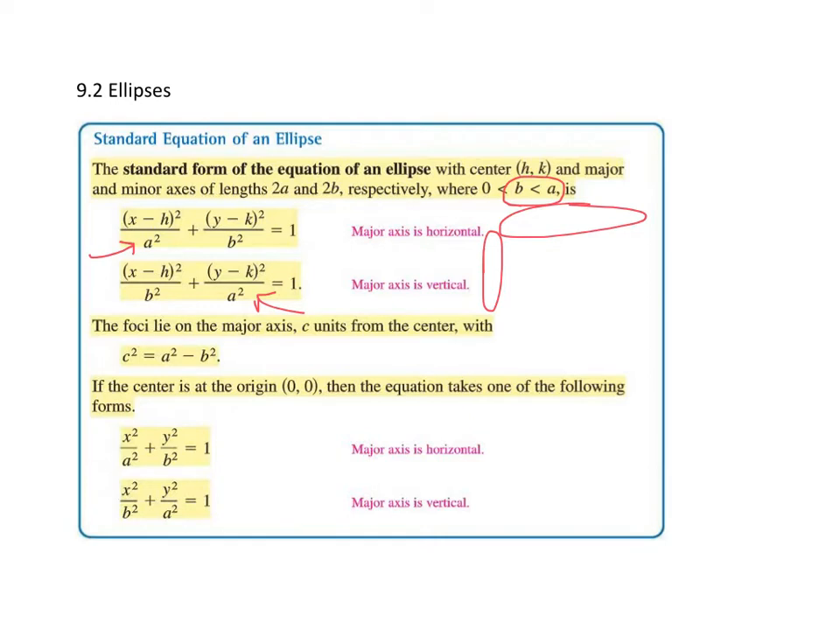In order to get your foci, you do have to do a squared minus b squared equals c squared. And if it's in the center, we don't need to worry about that, but that's when our h and k is 0.